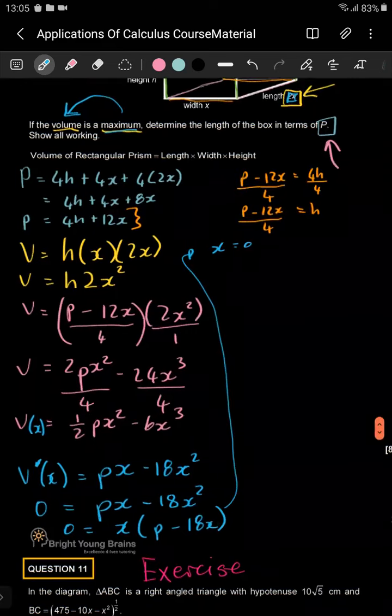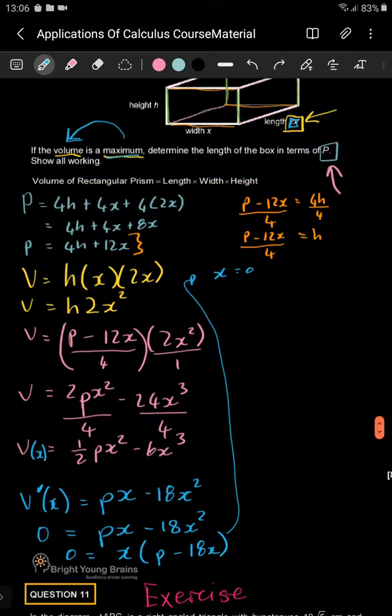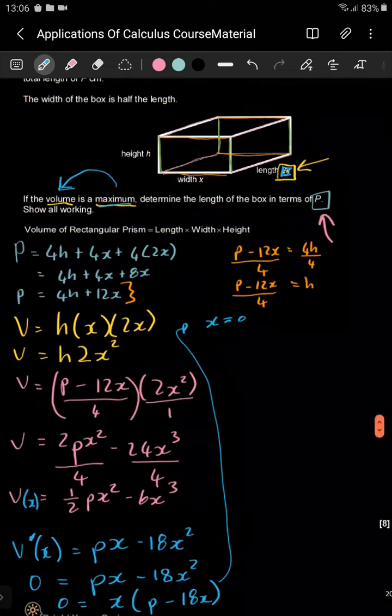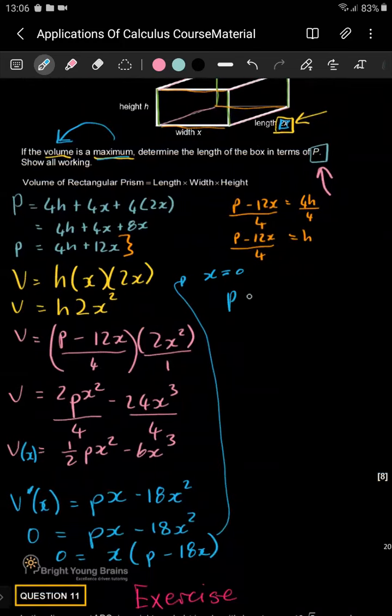length, because for any equation that is maximum or minimum, you're always going to do the exact same thing. You would need a first derivative and you'd need to equate it to 0. So when you get two answers, one of them will cause the minimum, for example, this will cause the minimum length, technically speaking. And then the other answer, which is p minus 18x, this will cause the maximum length.